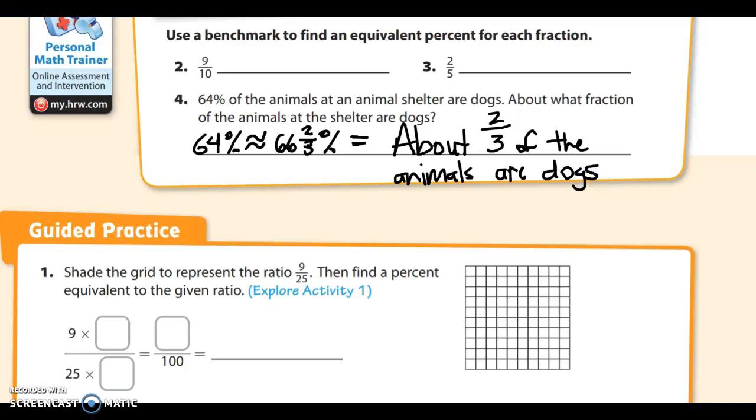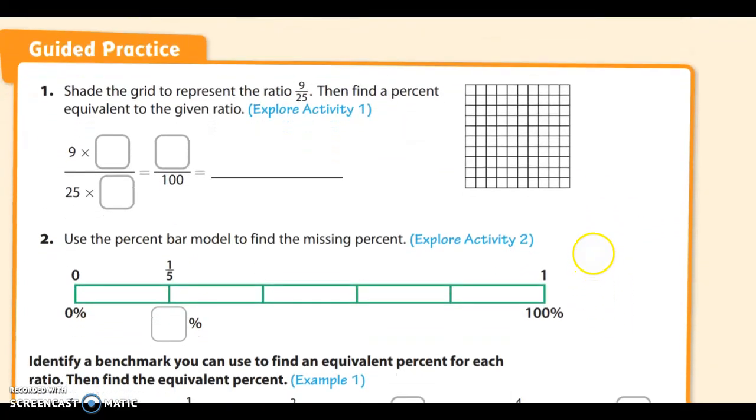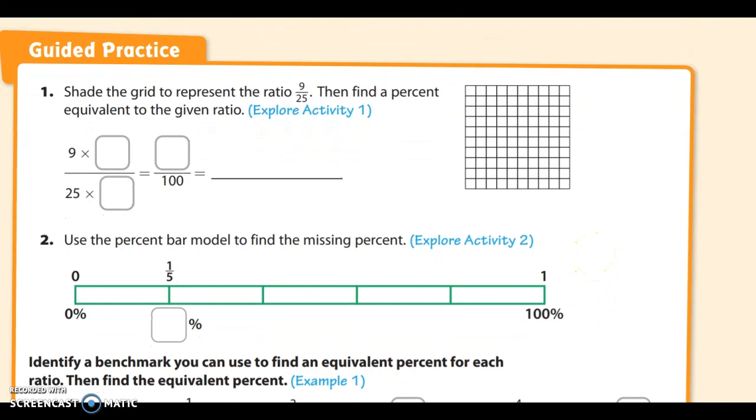Let's check out the guided practice. Number 1 reads, shade the grid to represent the ratio 9/25, then find a percent equivalent to the given ratio. In case you forgot, percent means out of 100. 25 goes into 100 4 times, which means we need to multiply by 4. If you multiply a denominator by 4, you have to multiply its numerator by 4. So 9 and 25 is the same as 9 and 25 each times 4, which is 36. 36 out of 100 is 36%. And we need to shade 36.